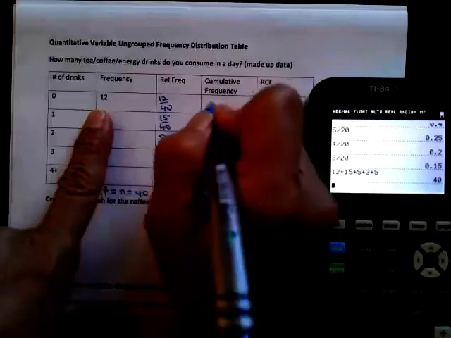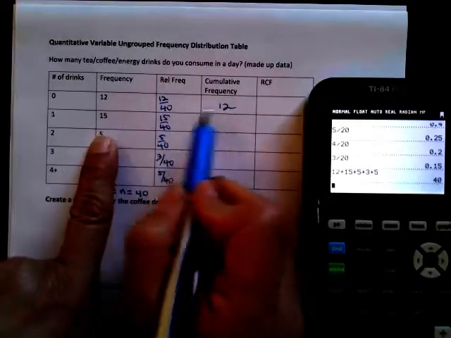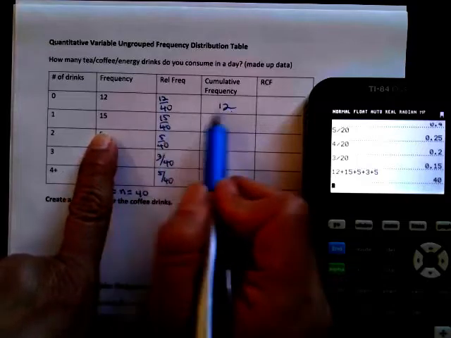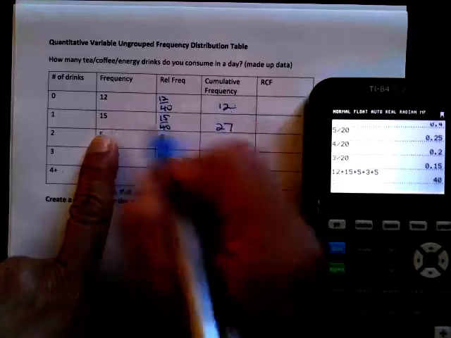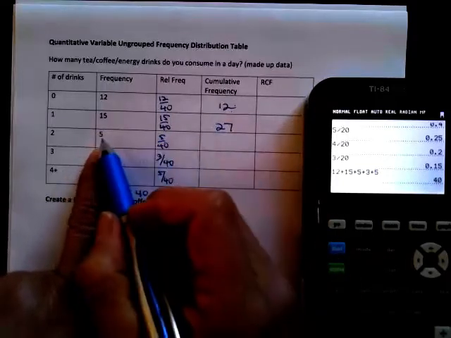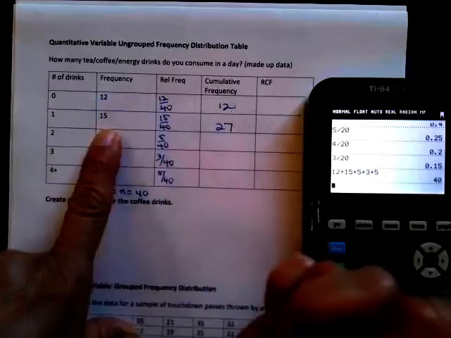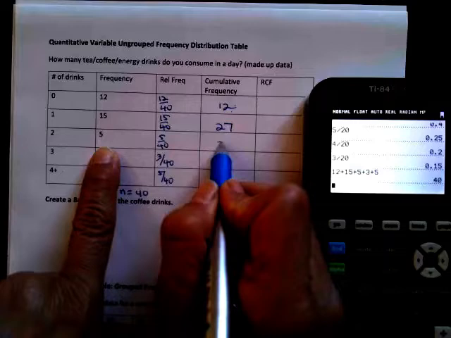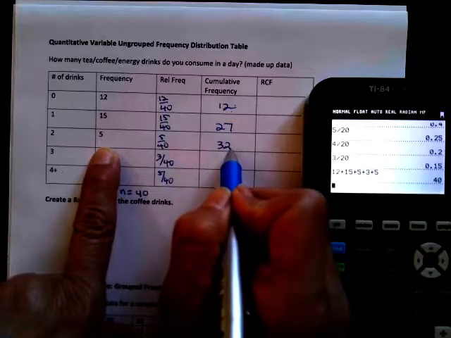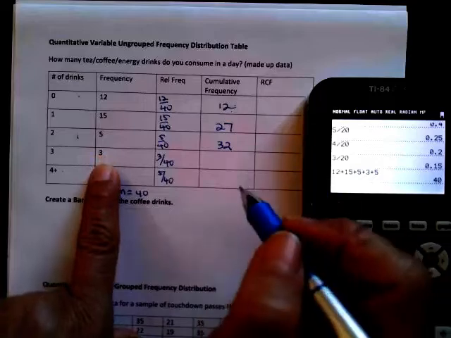So the first one always stays the same. But then the next one, I'm going to take the 12 that I had and add on the 15 that we gain. So 12 plus 15 is 27. So 27 people drink 1 or fewer energy drinks. So I'll add on the 5 to that, so 32. So 32 people drink 2 or fewer energy drinks.